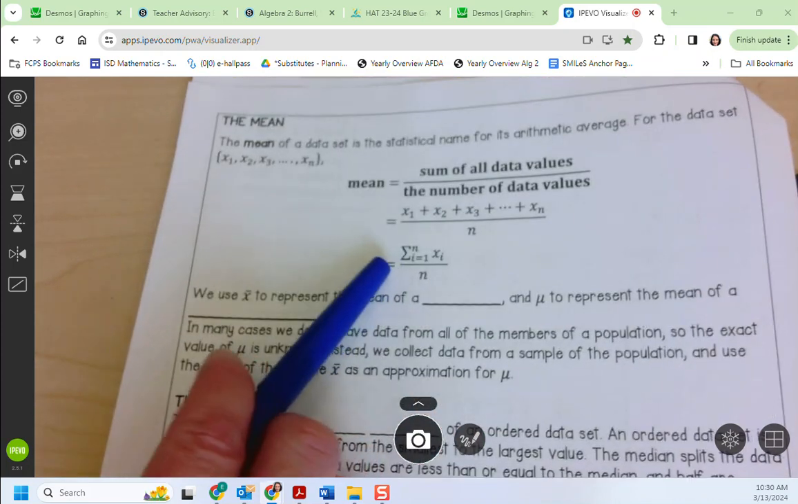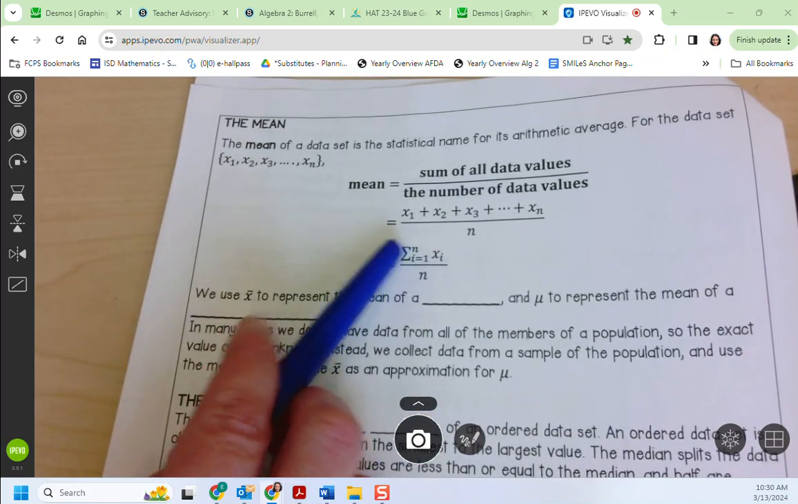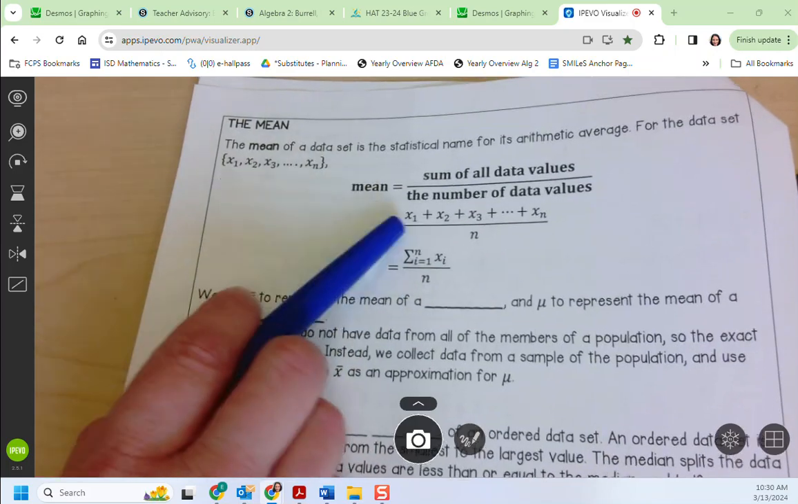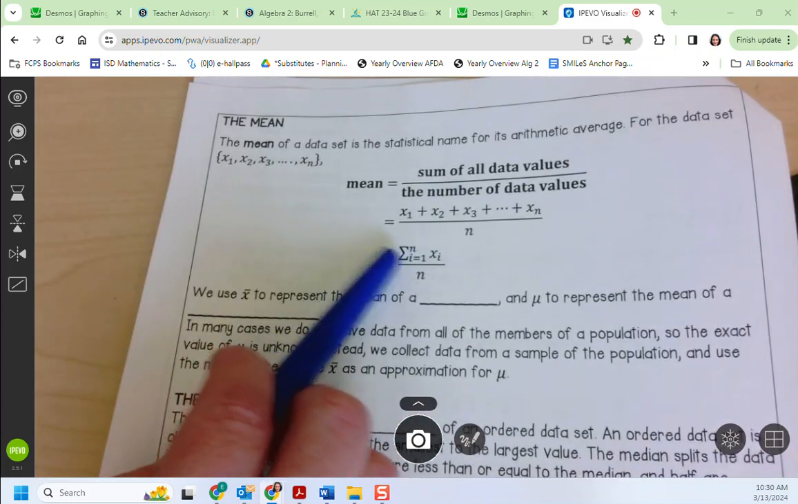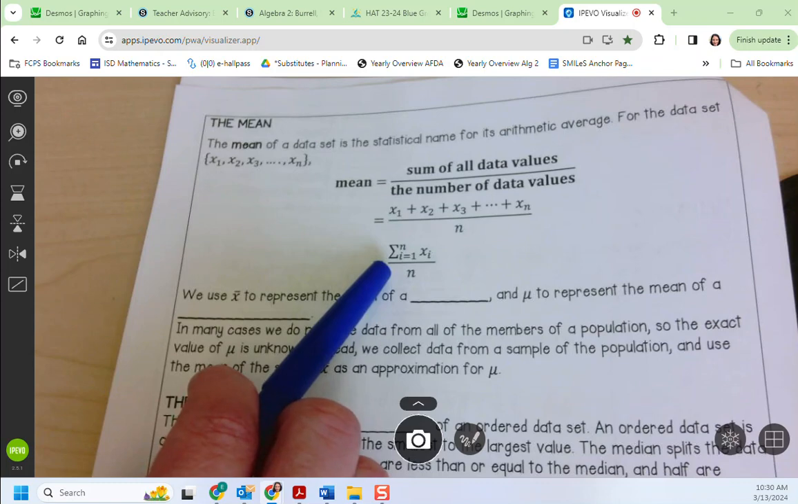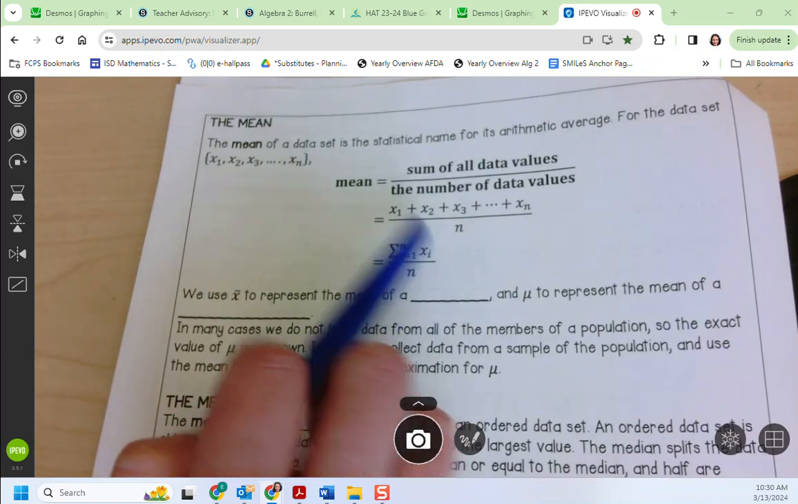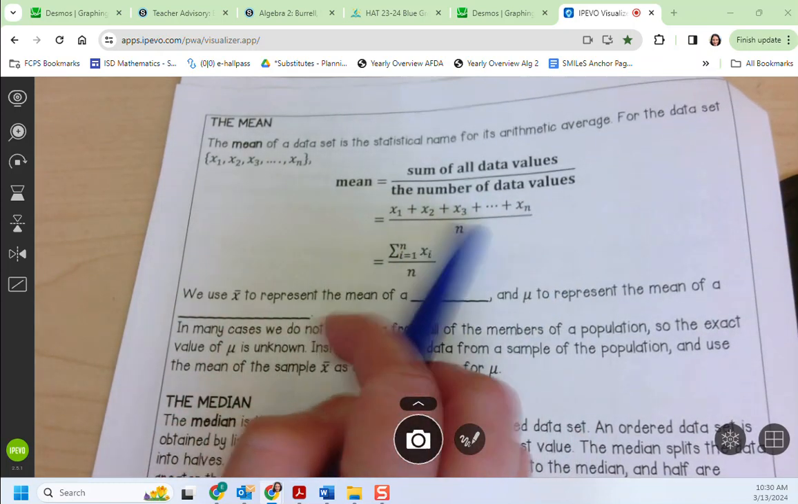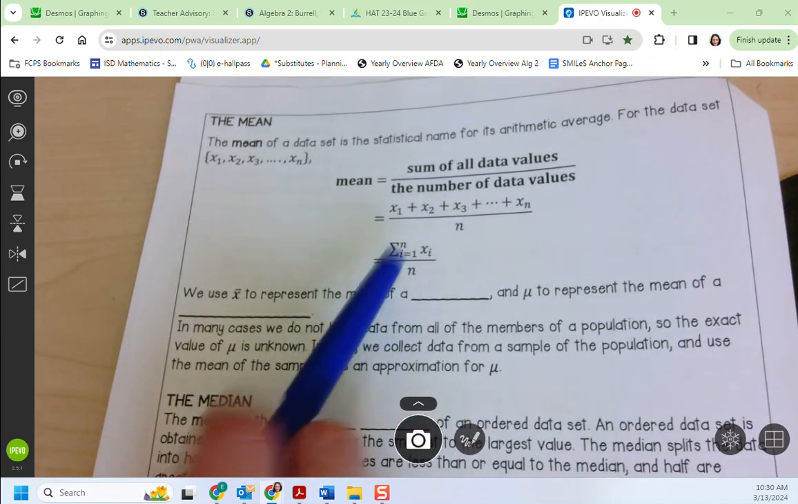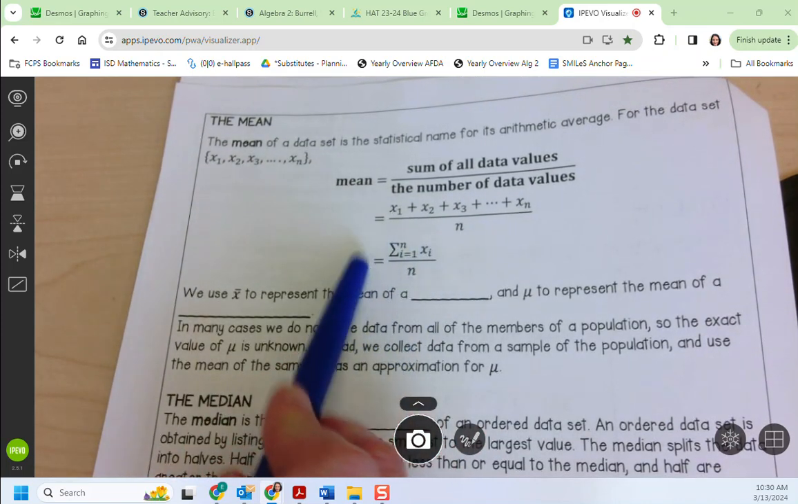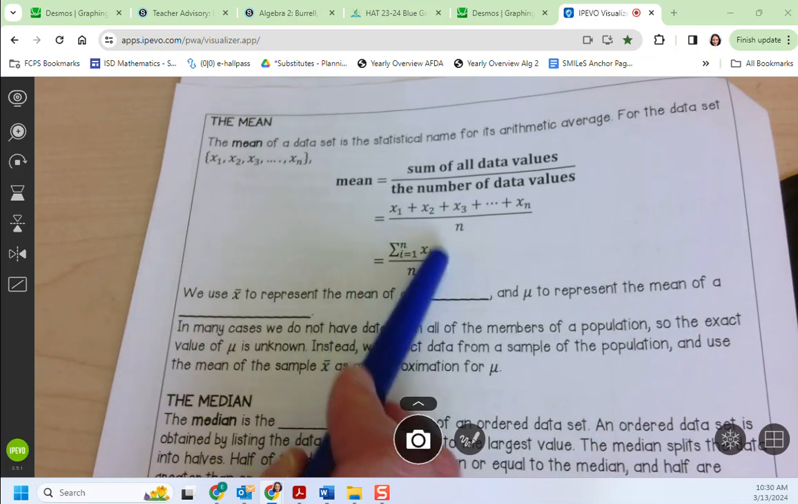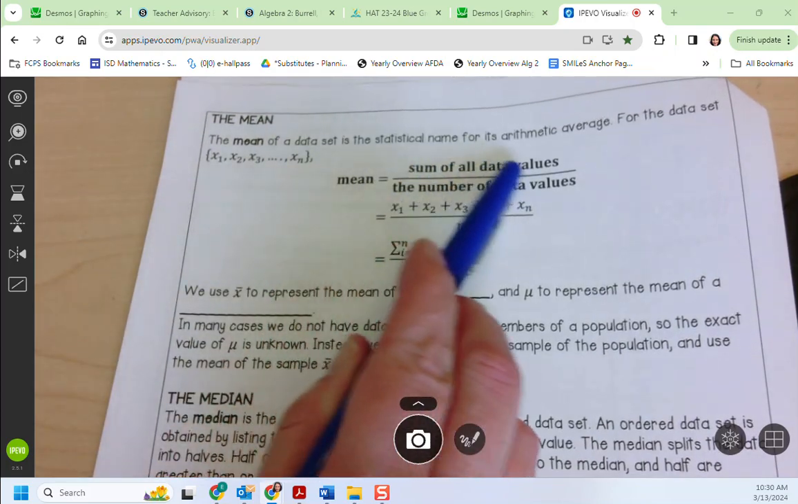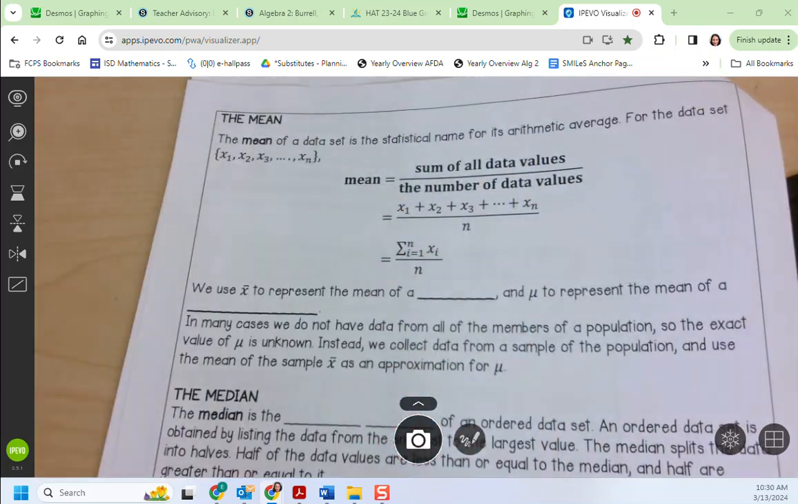Okay, here's some fancy notation. Add up the items from x1 to xn. This is your summation notation. All right, x sub i, those would be the different items you're adding up. And then divide by n values. If you see this, just know that means find the mean. Don't worry about any of that, and just find the sum of the data values and divide by the number of data values.